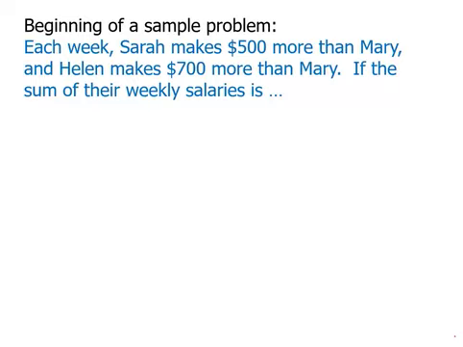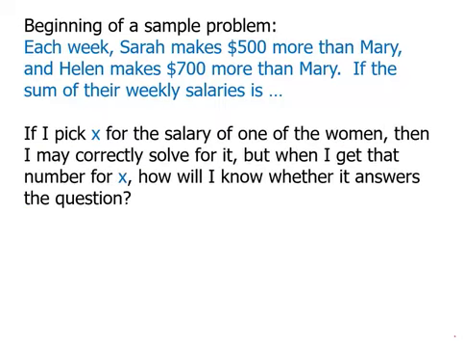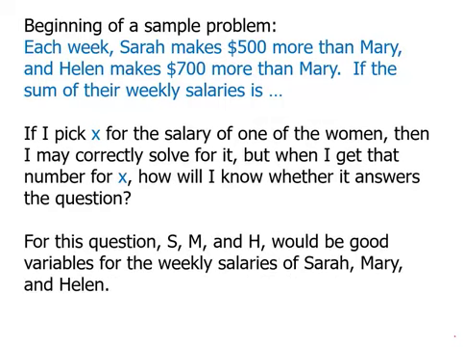Here's the beginning of a sample problem. I don't have the whole problem here, but here we have three women, Sarah, Mary, Helen. If I pick X for the salary of one of the women, I may correctly solve for it, but when I get that number for X, how will I know whether it answers the question? I'll get that X, then I might be wondering, now wait, did I just find Sarah's salary, or Mary's salary, or Helen's salary? For this question, S, M, and H would be much better variables for the weekly salaries of these three women. That way, if I find S, I know exactly what I found.